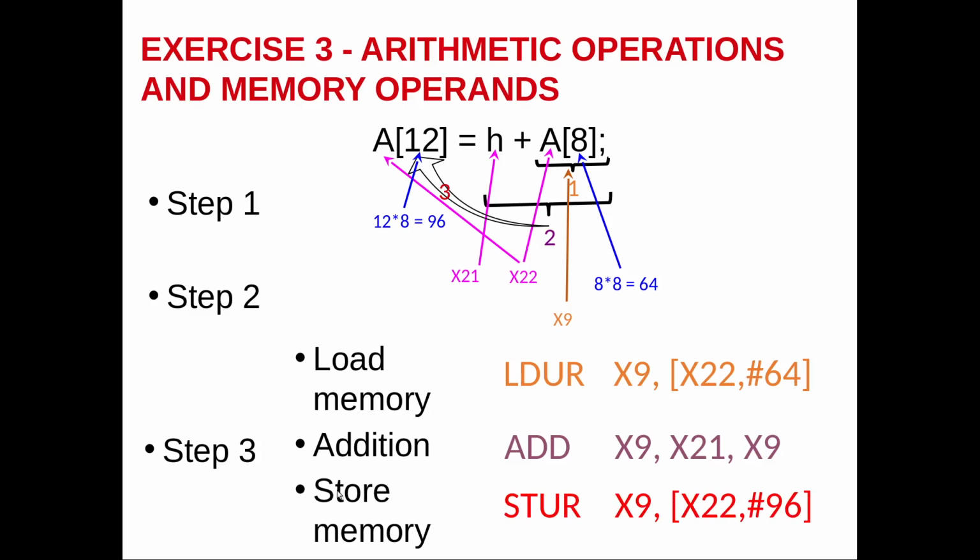And finally, we will need to store the value inside X9 into the 12th element of memory A. And so we use STUR X9, X22 and the offset address 96, which shows the offset address of the 12th element, and X22 will be the base address of A in the memory, and X9 is the value of H plus the value of the 8th element in A.